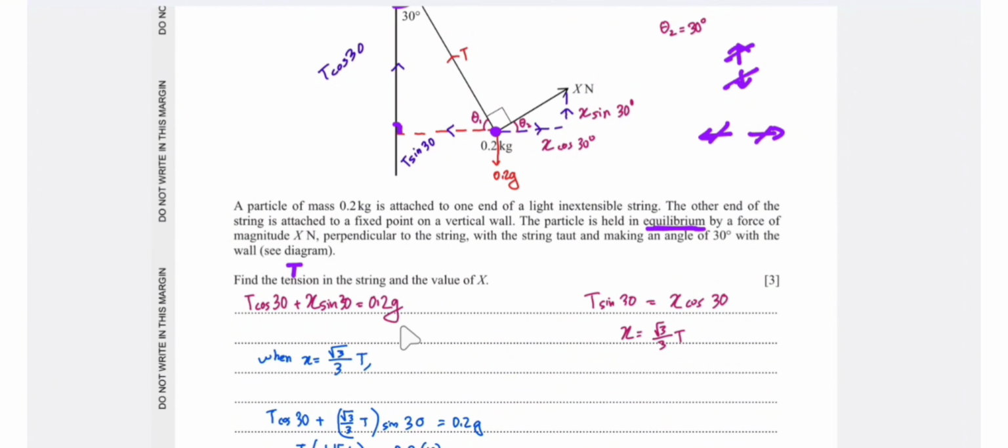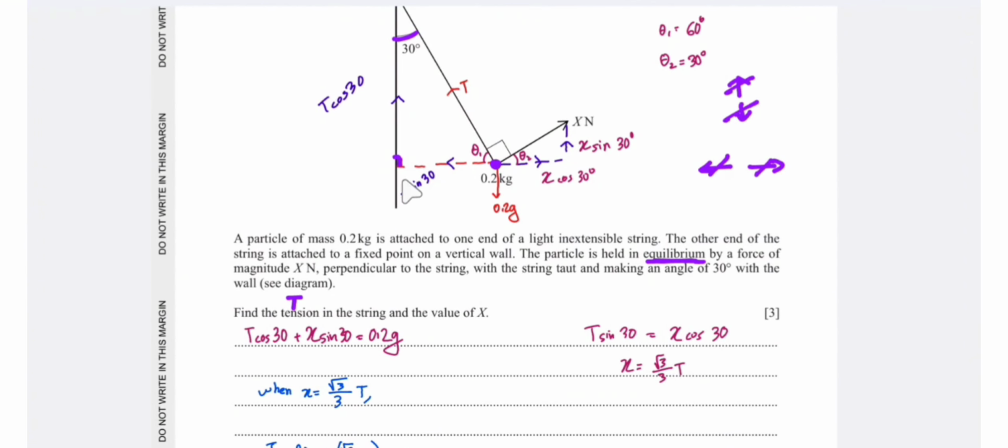So we equate the forces up and the forces down. The upward forces are T cos 30 and x sin 30, and the downward force is 0.2 g. There are no up and down forces outside of these three forces.